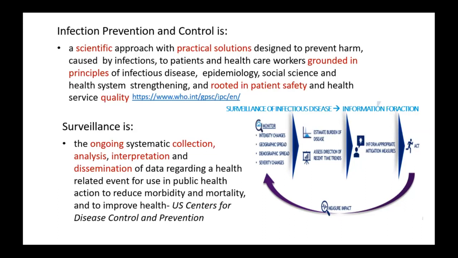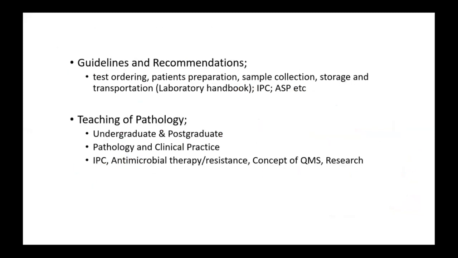And surveillance, which is the backbone of IPC, is the ongoing systematic collection, analysis, interpretation, and dissemination. So surveillance of infectious disease is actually information for action. Now, where we don't have a measure, you cannot improve it. That is the popular saying by Lord Kelvin, that if you cannot measure it, you can't improve it. So surveillance is a measure of IPC, and it is information for action. It is a cycle. You continue to do it. It's not a single one-off survey, it's a continuous act. So this is a very key area for clinical microbiologists.